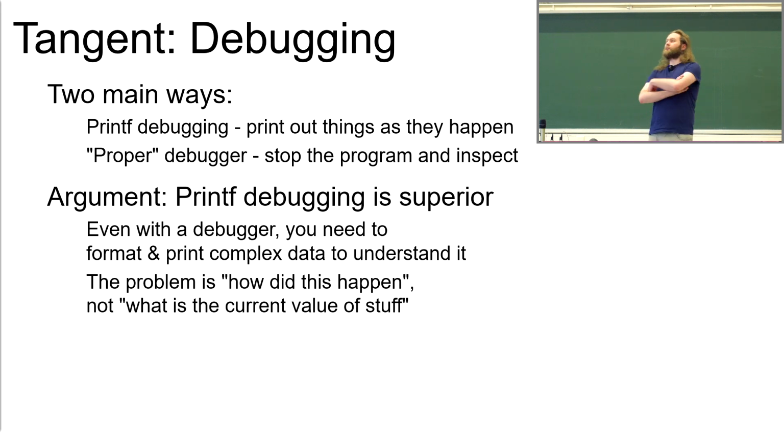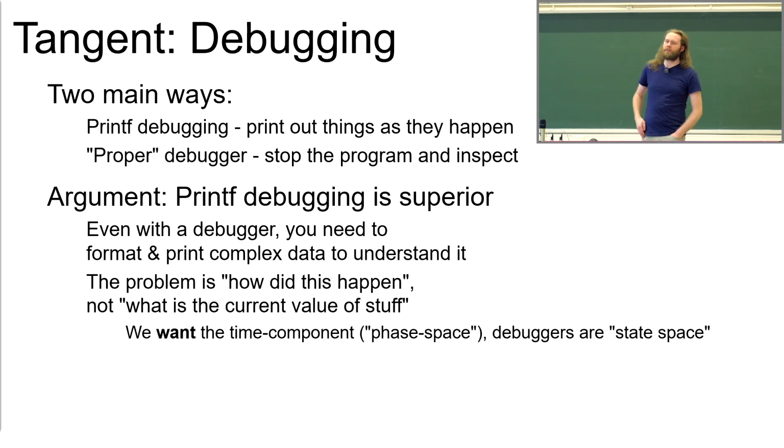Usually when you're debugging, the problem you're encountering is of the type, how did this happen? And not of the type, what is the current value of the stuff? A debugger tells you the current value of everything, but it tells you the meaning of nothing. So what you usually need is the history of things that happened. You want the phase space, you want the time component, you don't want the state space. You don't want to know what everything is right now, you want to know what they were and how this happened. So you want the history. And a debugger doesn't give you the history, not usually at least. It usually just gives you what things are right now, and that's not all that useful.